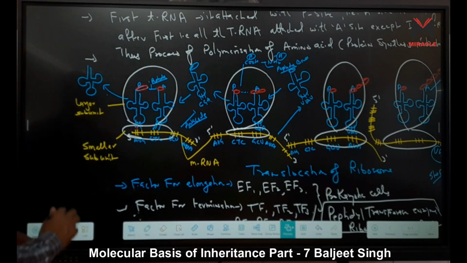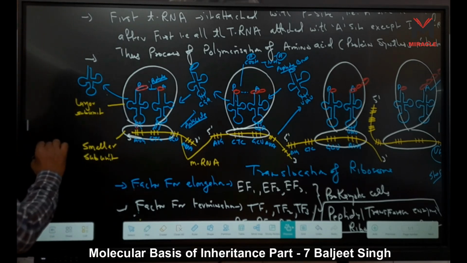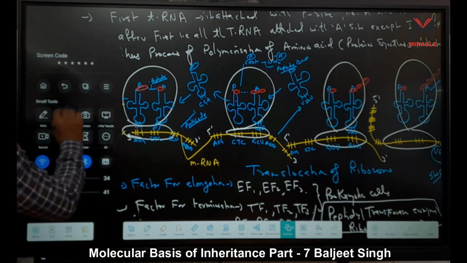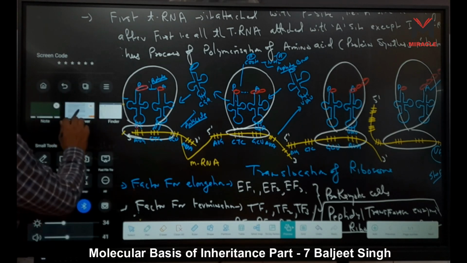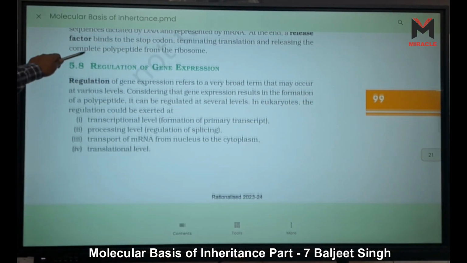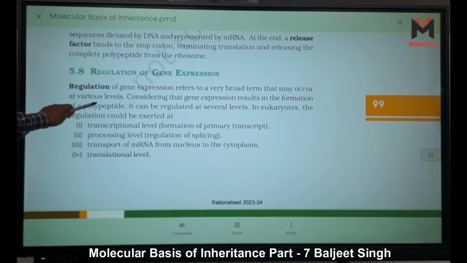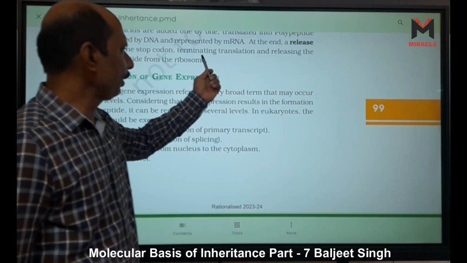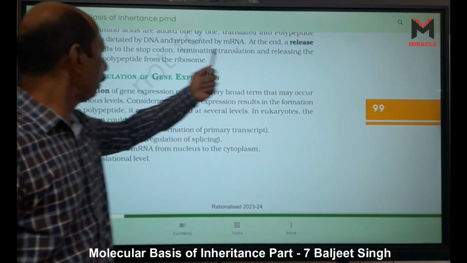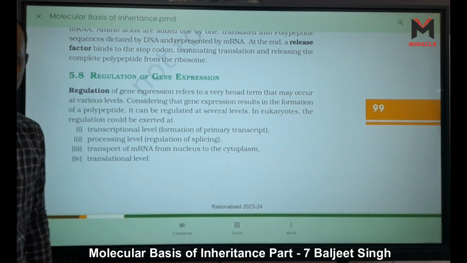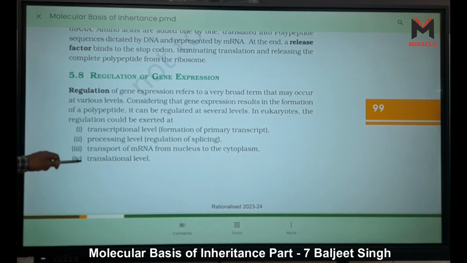Now come to the NCERT. I think you write this one. Okay. Now the second point is here, because it is given terminating translation. Terminating factor we can understand, releasing the complete polypeptide. Here we can say the releasing factors are RF1, RF2, RF3, right?